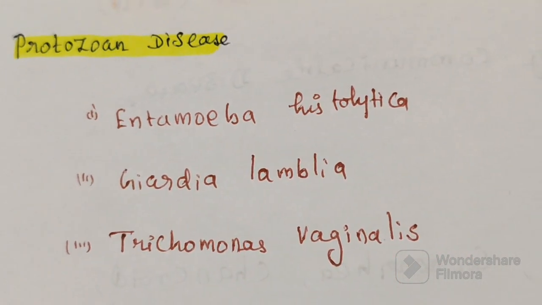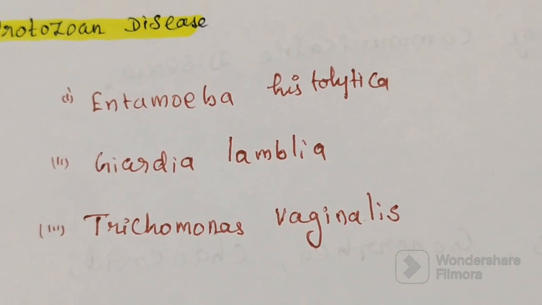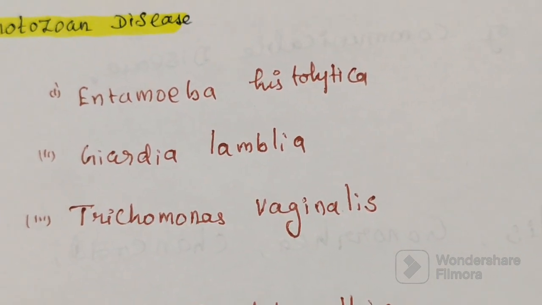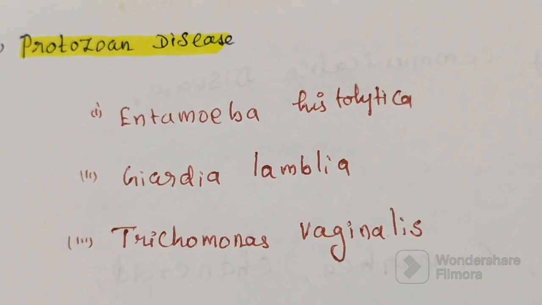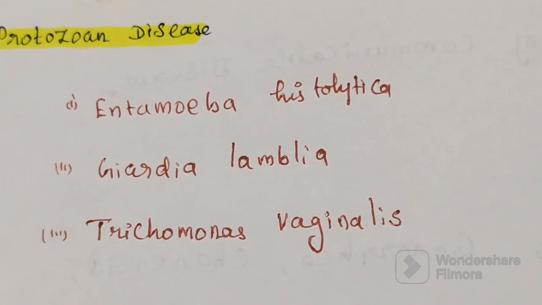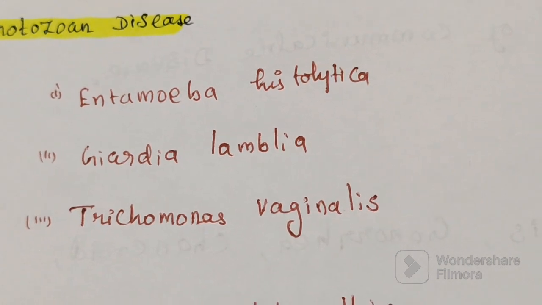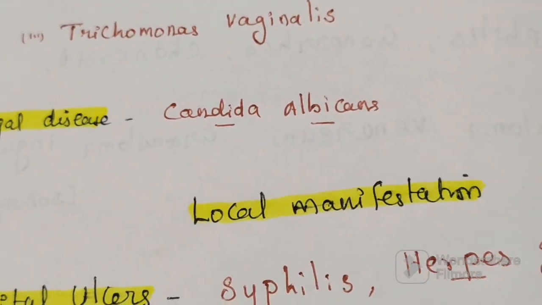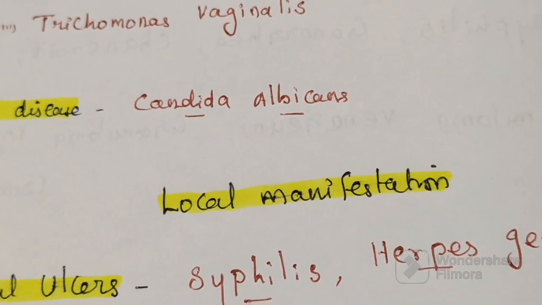Among protozoan diseases: Entamoeba histolytica, Giardia lamblia, Trichomonas vaginalis. So what are the protozoan sexually transmitted disease examples? Entamoeba histolytica, Giardia lamblia and Trichomonas vaginalis. Then a fungal disease example is Candida albicans.